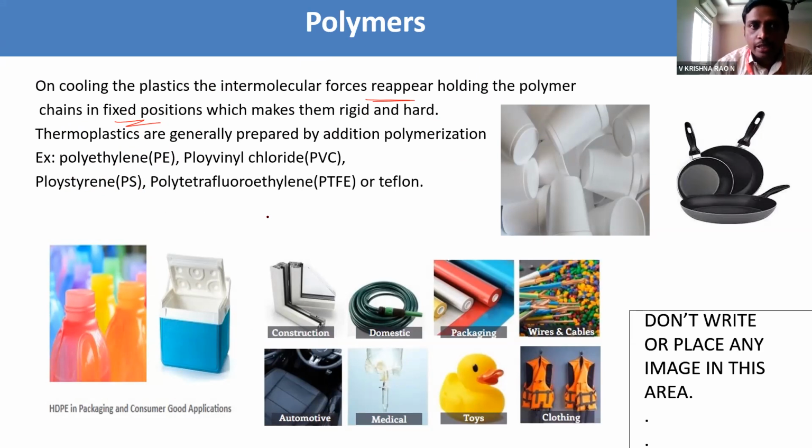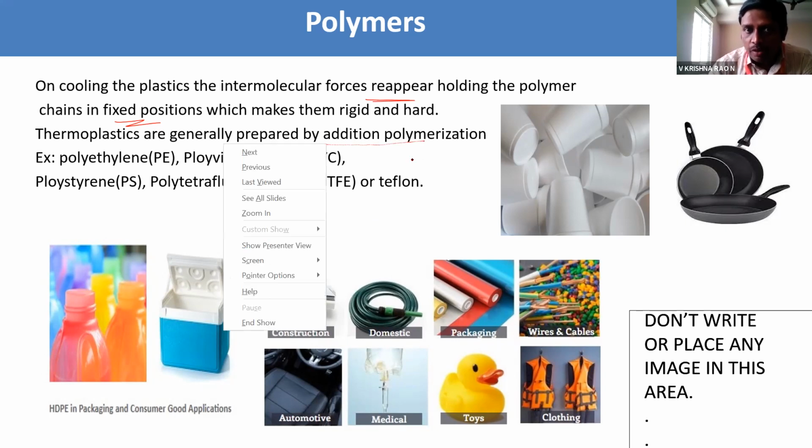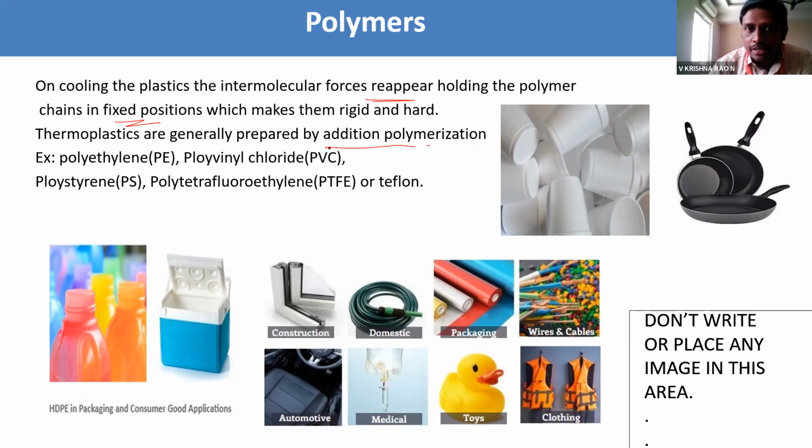Here, thermoplastics are generally prepared by addition polymerization. Already we have discussed the differences between addition polymerization and condensation polymerization. Thermoplastic resins are prepared by addition polymerization, thermosettings by condensation polymerization. Examples: polyethylene, PE; polyvinyl chloride, PVC; polystyrene; PTFE. The full form of PTFE is polytetrafluoroethylene, which we call Teflon.